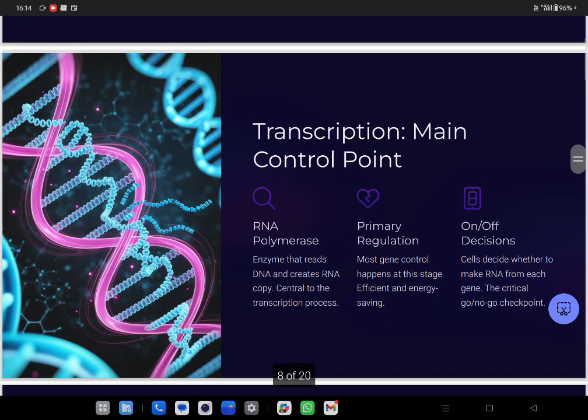So transcription is the main control point. The first important player is RNA polymerase. It's the enzyme that reads DNA and creates an RNA copy, central to the transcription process. The primary regulation is that most gene control happens at this stage. It is efficient and energy saving.